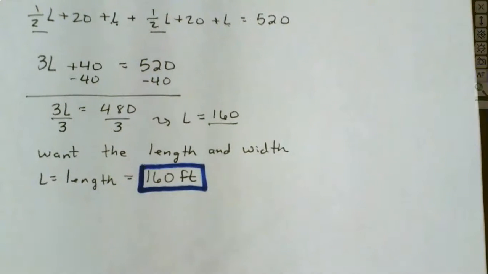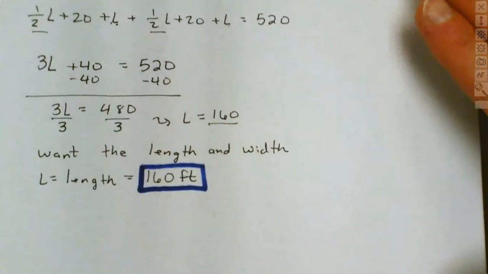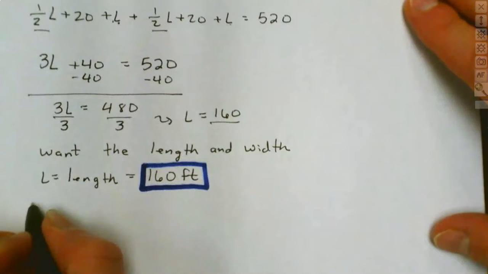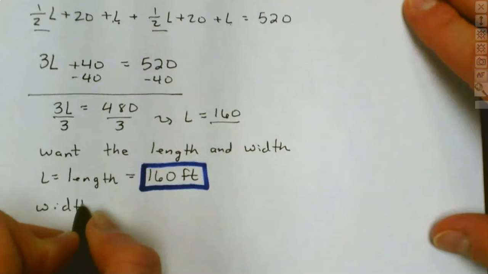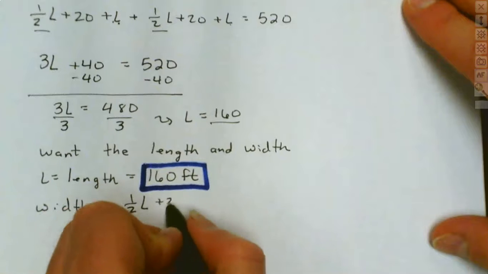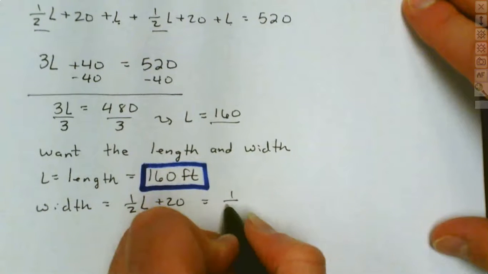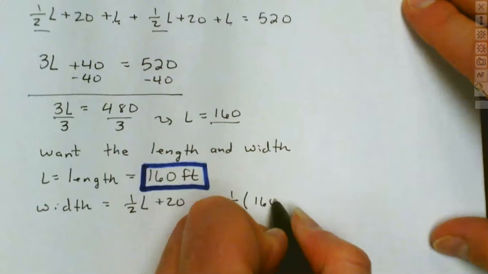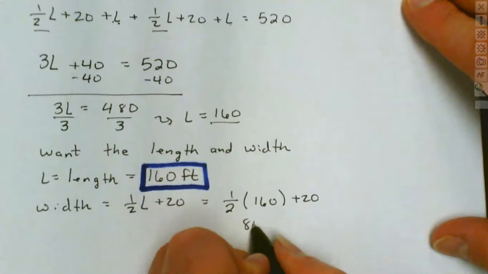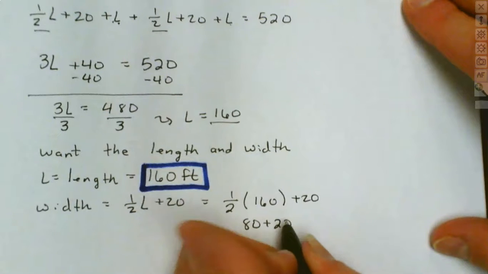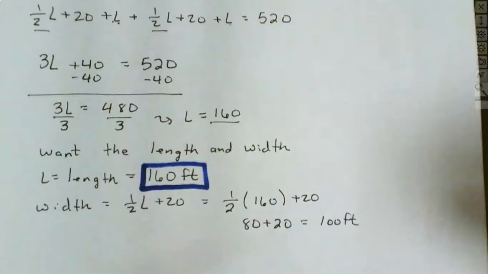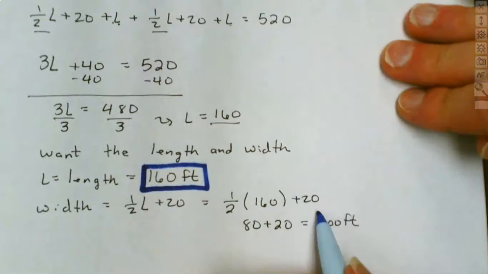We also need to find the width. So we need to find the width here, and the width, what is that? The width is 1/2 L plus 20. So that's 1/2 times 160 plus 20. Half of 160 is 80, plus 20 then makes it 100 feet. So it's 160 feet long, and 100 feet wide.